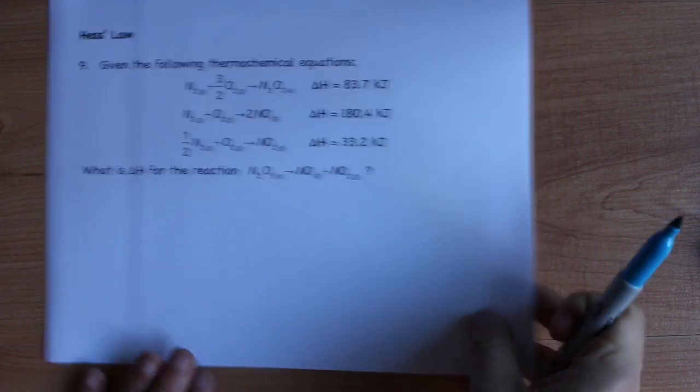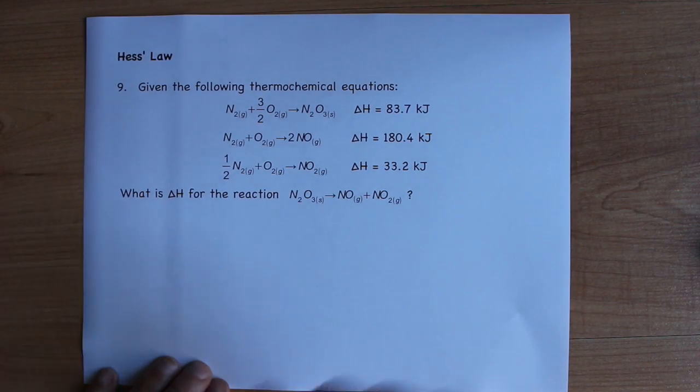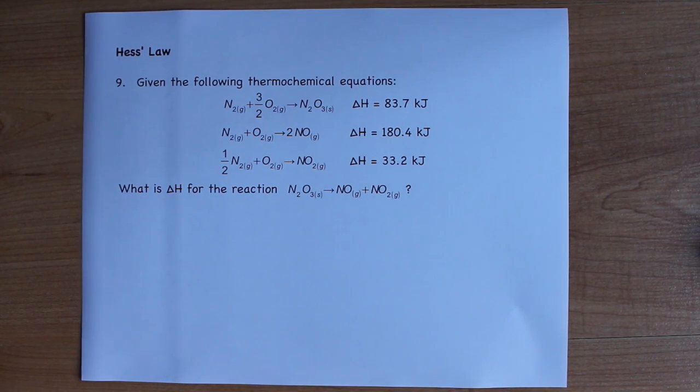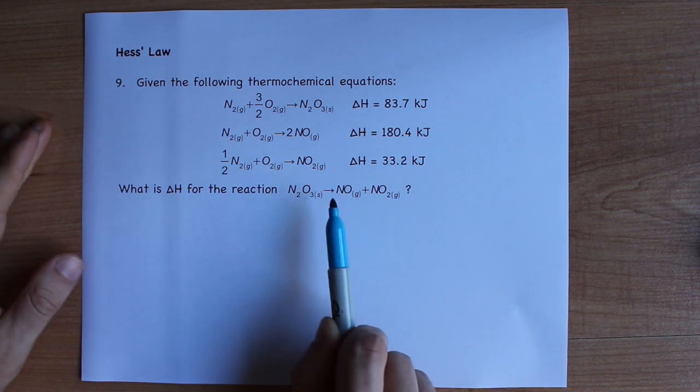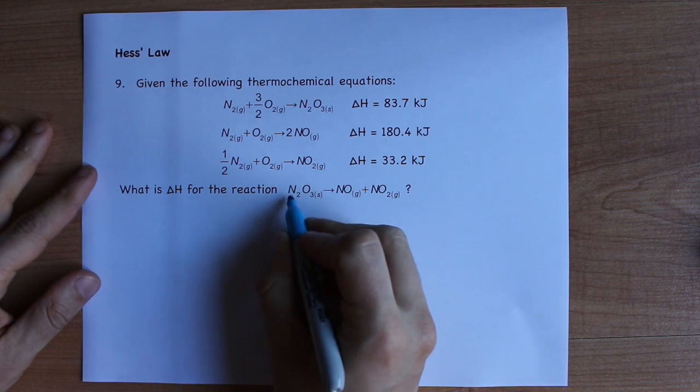Can you see these reactions well enough? You should have them in front of you because there's a download that accompanies this. We are looking for the delta H of N2O3 becoming NO and NO2. So, I'm first going to look for N2O3.